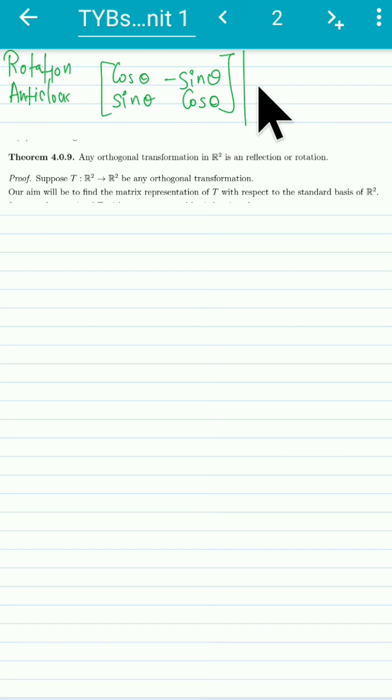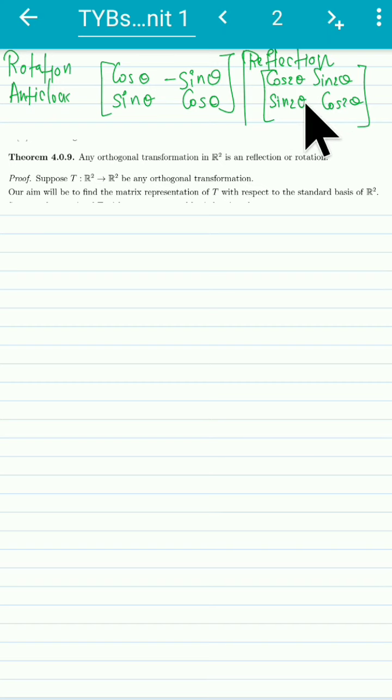And we also learned the reflection map. This reflection map has a matrix representation as cos 2 theta, sin 2 theta, sin 2 theta, and then minus cos 2 theta. Correct? So this is nothing but a reflection map about a line passing through the origin making an angle of theta. Correct?